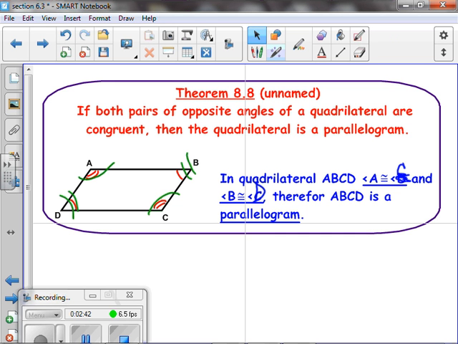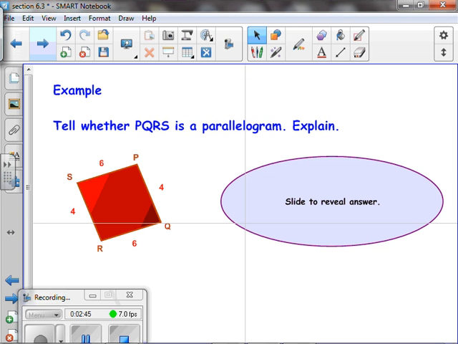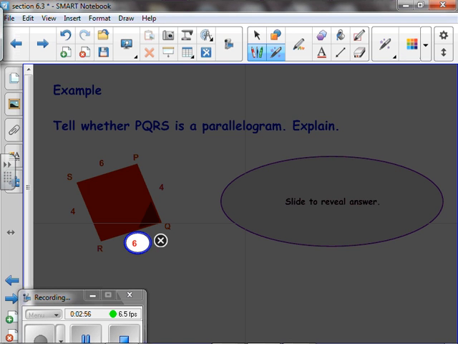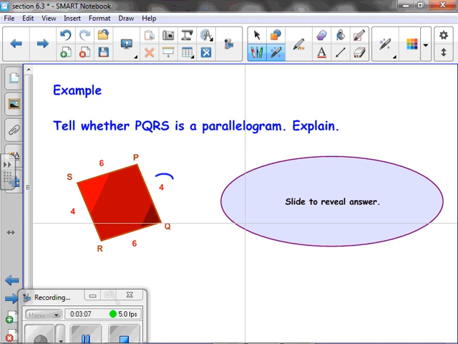Okay. Let's see if we can use these. Tell whether PQRS is a parallelogram and explain. Well, we are given 4 side lengths and nothing else, so let's use that. I look for opposite side lengths. There's one right there and one right there. Okay, they are the same. Now let's look at the other sides. Okay. 4 and 4. Those are also the same. So you know by theorem 8.7 that you have a parallelogram.